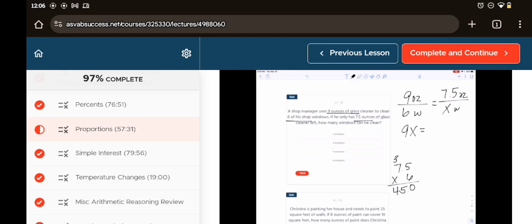There's one number behind the decimal point in my question, which means there will be one number behind the decimal point in my answer. So 9x equals 45. I divided by 9 on both sides to isolate the x, and 45 divided by 9 is 5 windows. Awesome. Let's go ahead and move on to number 14.